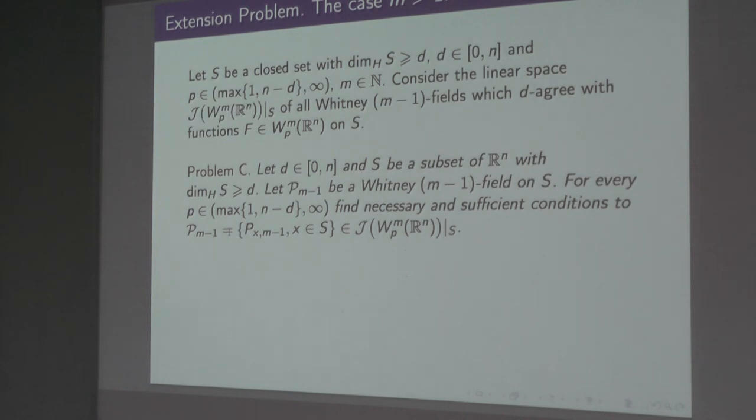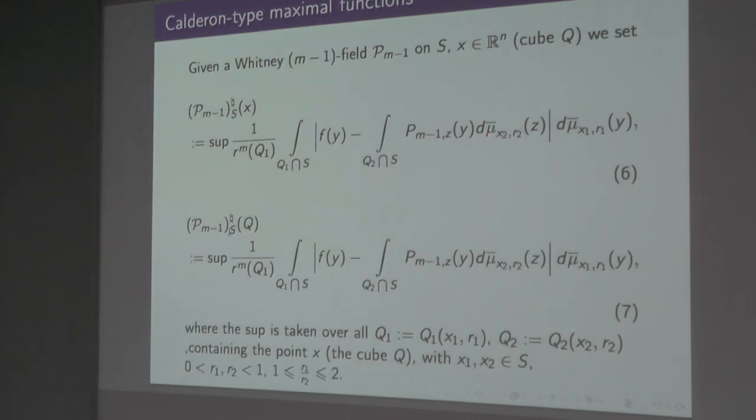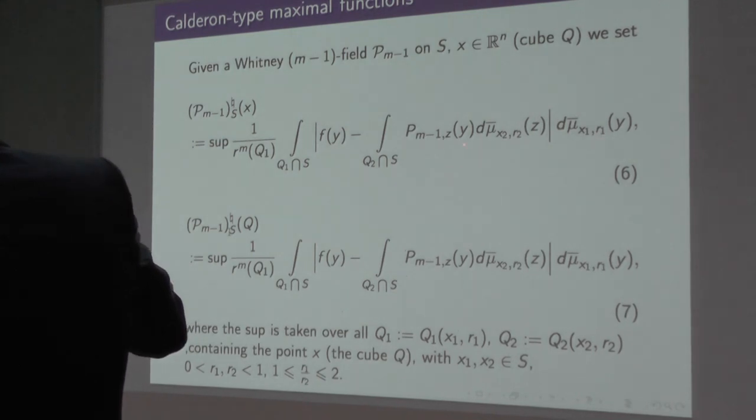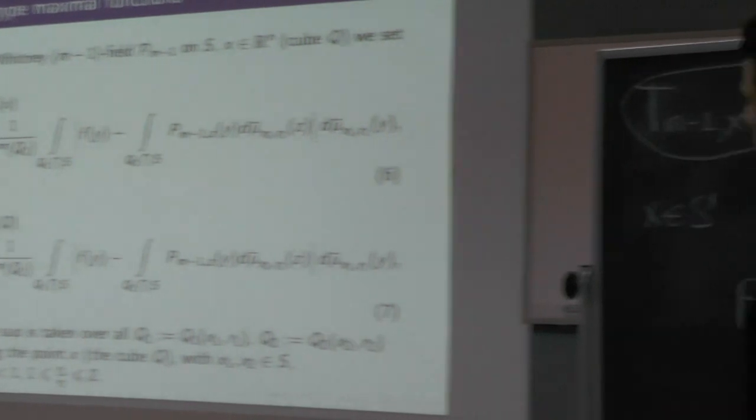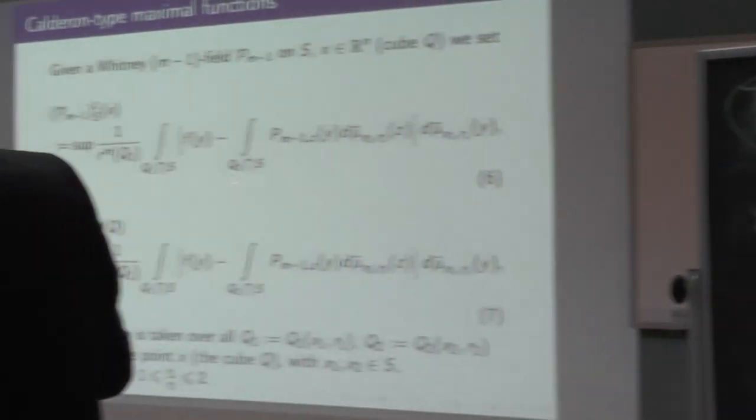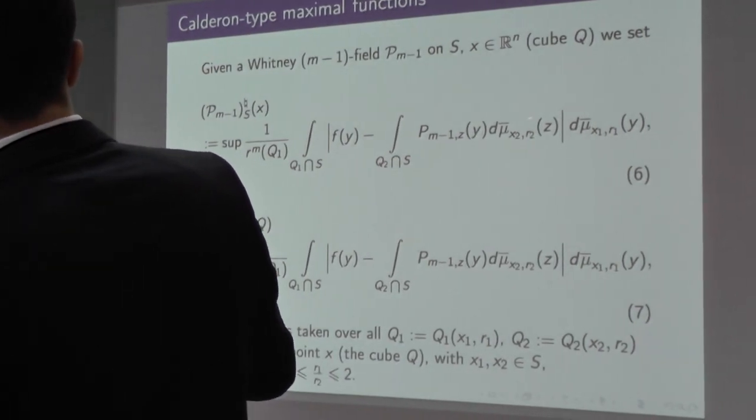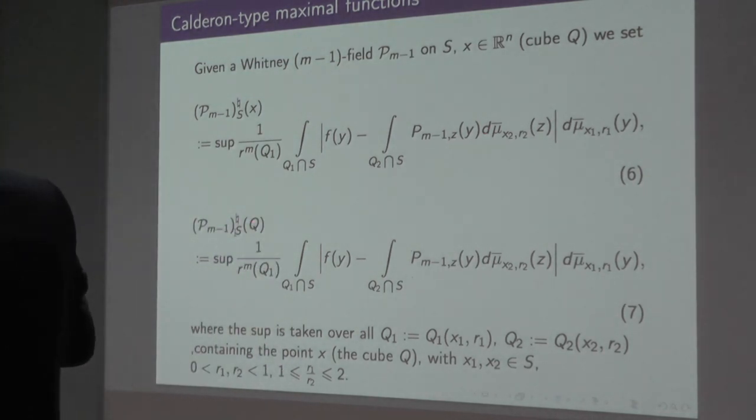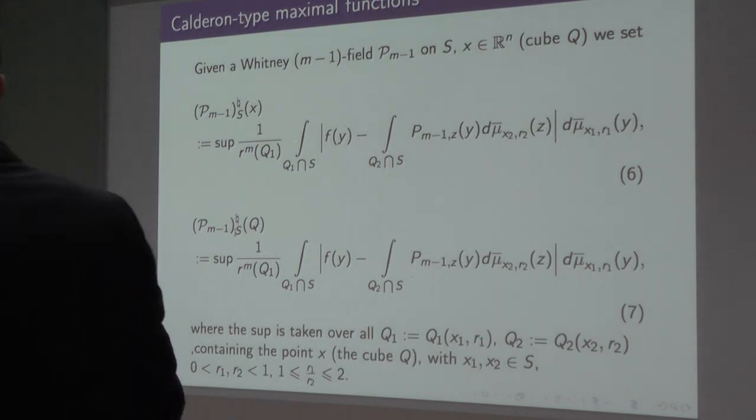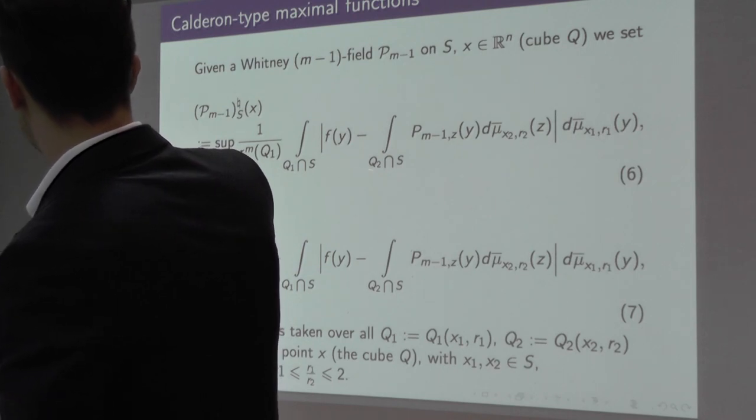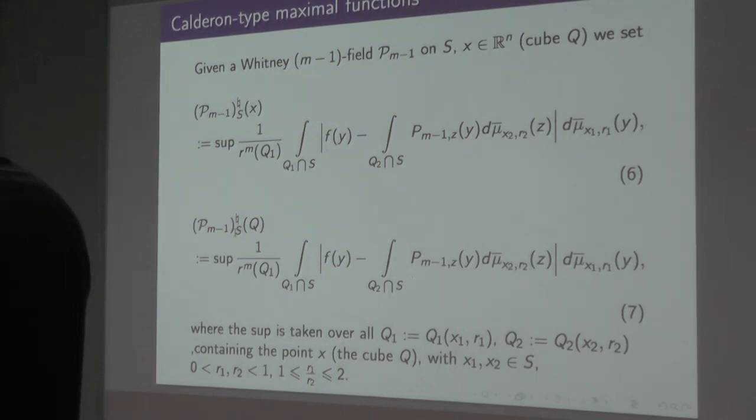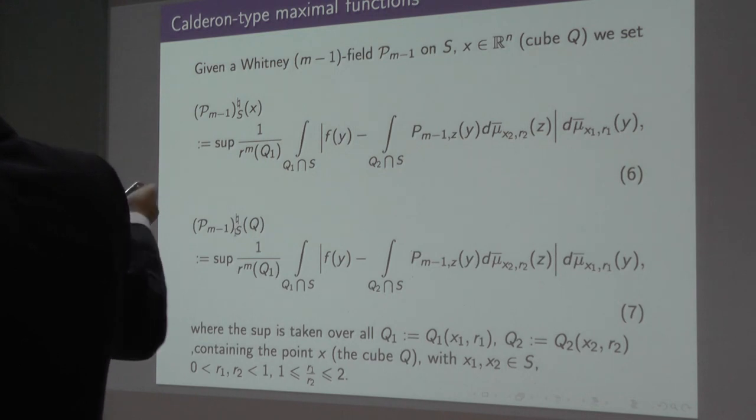In order to solve this problem, we introduce generalizations of Calderon-type maximal functions. Here, instead of integrating function f, we integrate this Whitney field. We integrate over the intersection of cubes with our set S, and integrate by a Frostman-type probability measure. And this maximal function is a natural generalization of this maximal function because here we take the sup over all Q1, Q2 containing x, and here we take the sup over all Q1, Q2 containing a given cube Q. But if Q equals one point, then we have this maximal function.